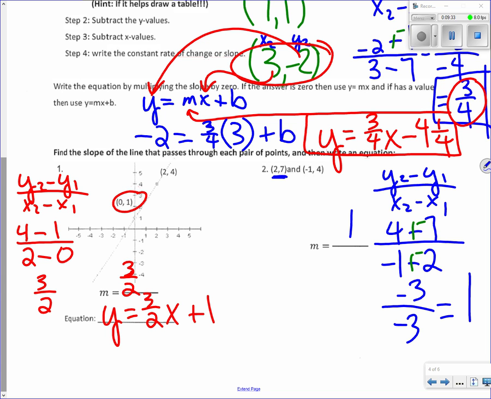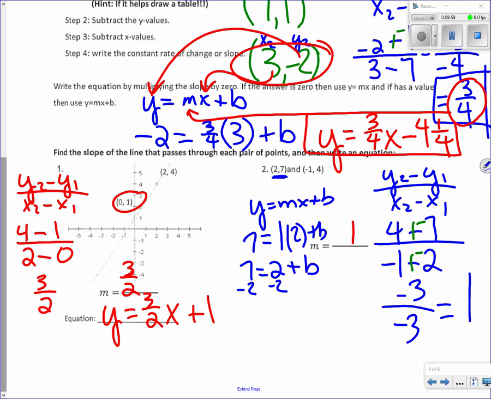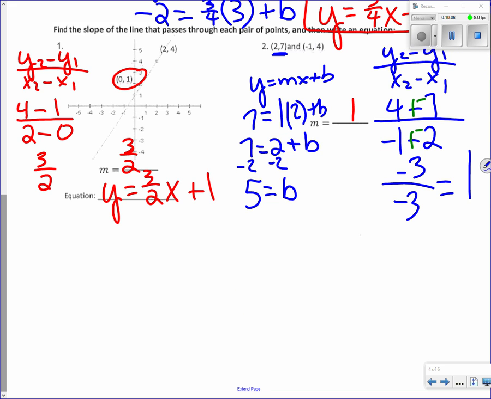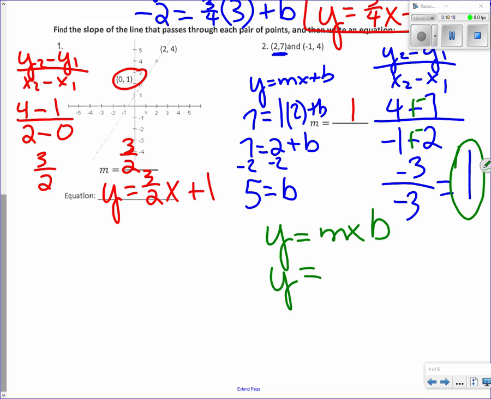So I'm just going to use my y equals mx plus b, right? So my y here is 7, my slope is 1, my x is 2, plus b. Remember, I'm solving for b. I want to know what b is. So 7 equals 2 plus b. Subtract 2 from both sides. 5 equals b. So my y-intercept is 5. Now I'm going to write my equation. y equals mx plus b. y equals my slope, remember slope was 1, so it's just x. My y-intercept is 5. y equals x plus 5.